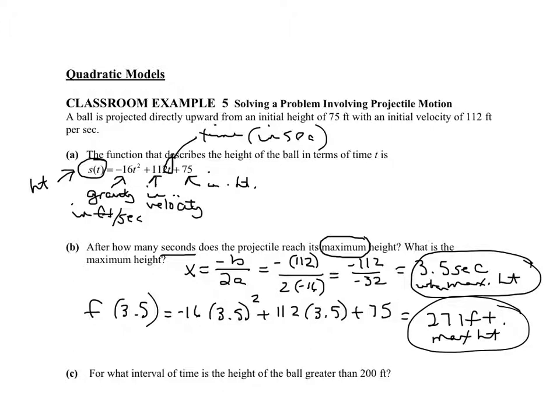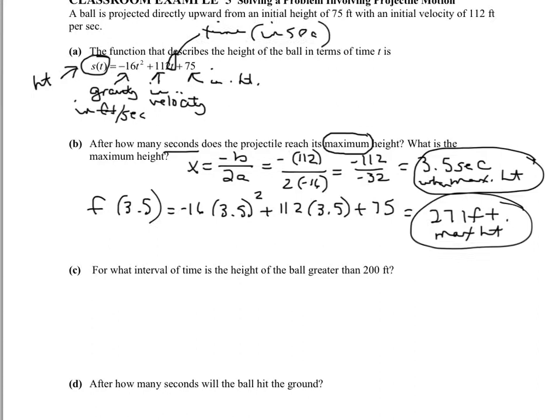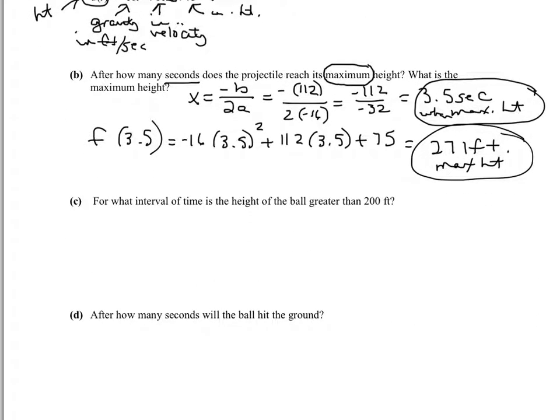So anytime you see the words maximum or minimum in the question, recognize it's asking you about the vertex. You have to determine, do I need the x part or the y part? Now, C is actually a question that we have already done before. For what interval of time is the height of the ball greater than 200 feet? So what I do know is this is the original equation. It was actually s of t equals negative 16 t squared plus 112t plus 75.